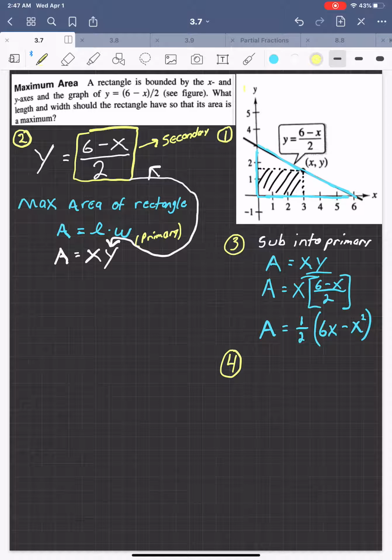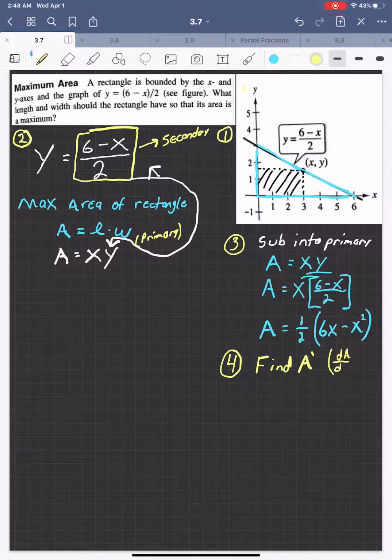Students take the derivative of the wrong equation. You remember, you're going to take the derivative of the primary, okay? So step 4 is going to be find, I'll go ahead and write, find the A prime. And of course, A prime is the derivative of the area with respect to x. Ready? Let's go ahead and find this.